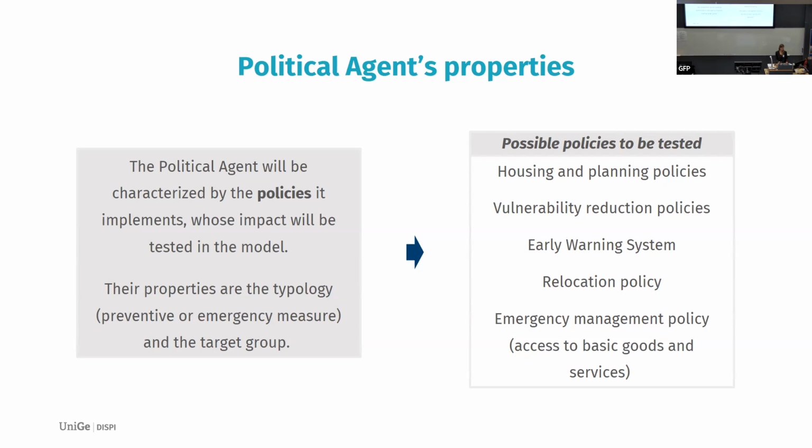On the right side, you can see some of the possible policies that can be tested in the model. For example, the housing and planning policies. So working on the structural part of risk reduction, vulnerability reduction policies, for example, from the social economic point of view, early warning system that can be also a tool for evacuation. If people are warned and aware of the risk in advance, they can move preventively. Relocation policy, and emergency management policies that can be applied after the flood.